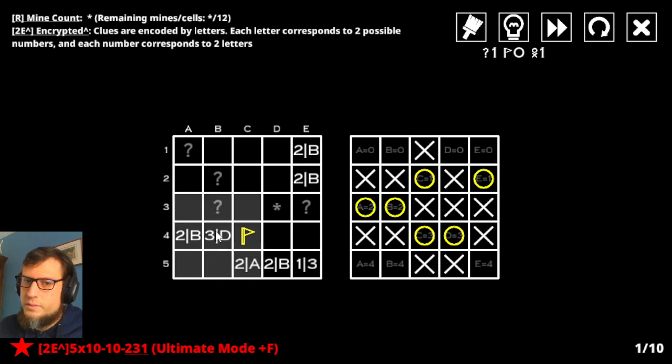If this particular D is a 3, and well, I don't know if this B is a 0 or a 2, but obviously D can only be 3 or 0. Okay, so it's obviously a 3 because it already has a mine, which means this B has to be a 2. This particular B has to be a 2. And that means this is not a mine. Okay.